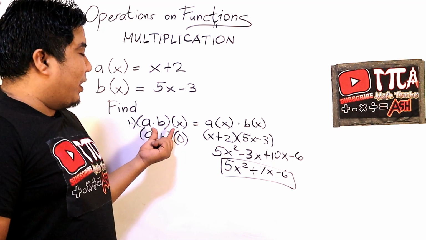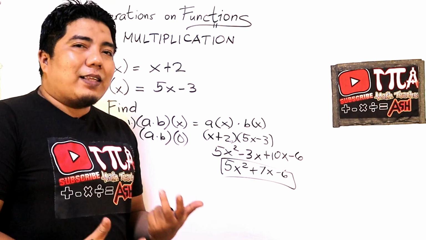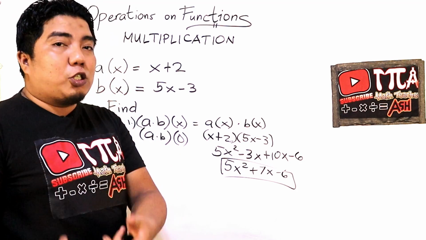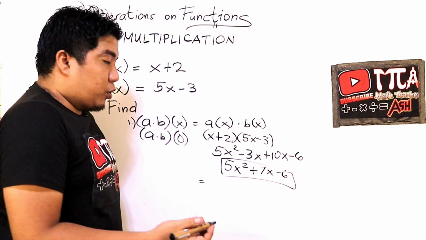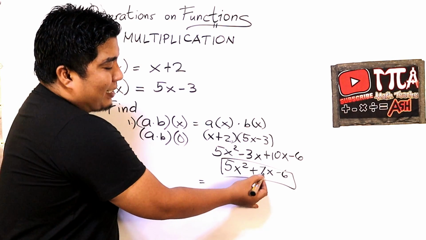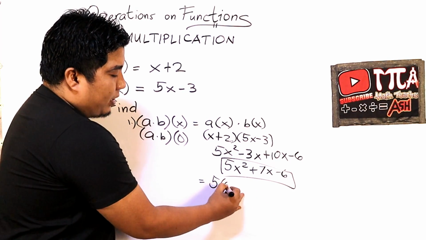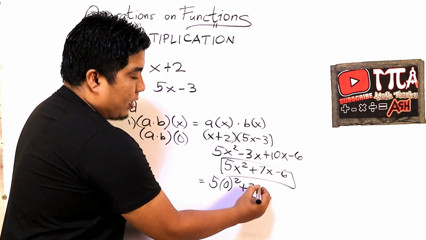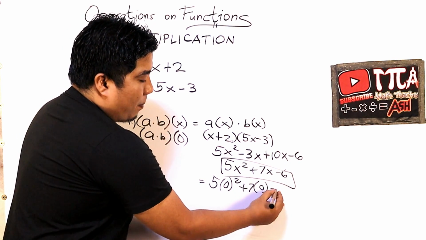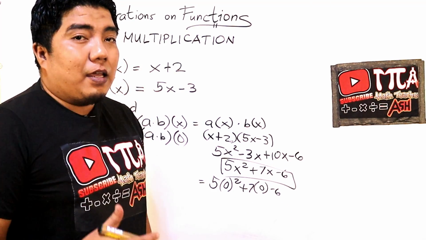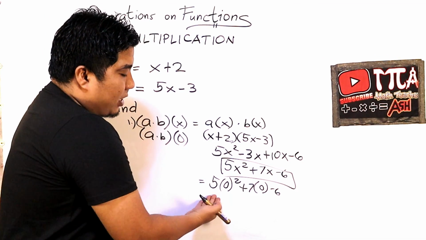So, since we already have solved the a times b of x, then getting the a times b of 0 is basically substituting the value of x by 0. So, for our second solution, this 5x squared plus 7x minus 6, you just substitute the x by 0, giving you 5 times 0 squared plus 7 times 0 minus 6. Of course, remember that any number or any expression multiplied by 0, the answer is 0.